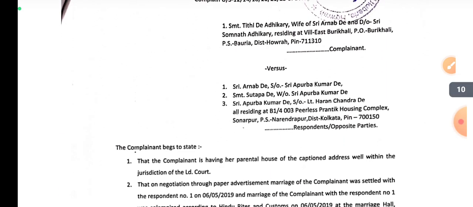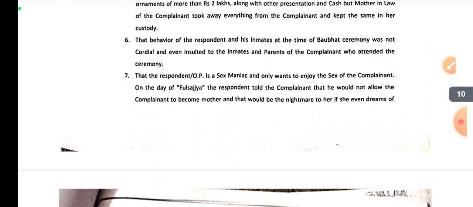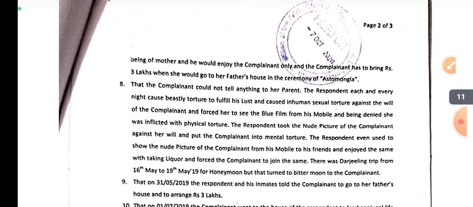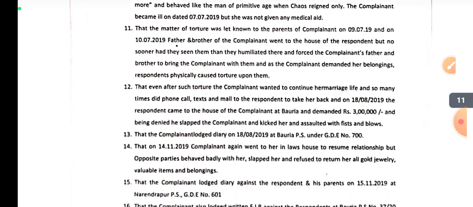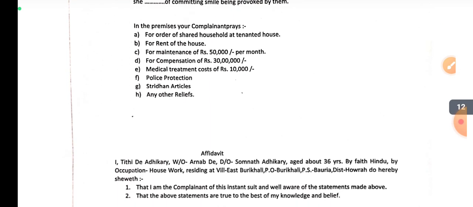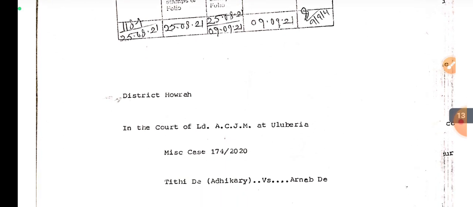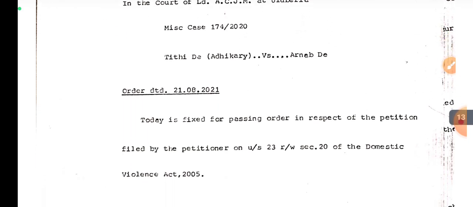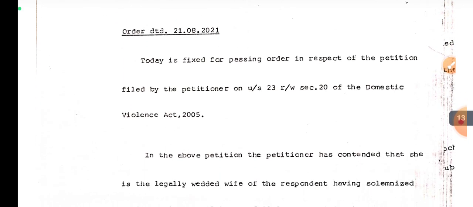So, a copy of the application which has been lodged by the petitioner aggrieved person before the learned court of magistrate in a subdivisional court. Now find the order. The interim application has been decided on 21st August 2021.